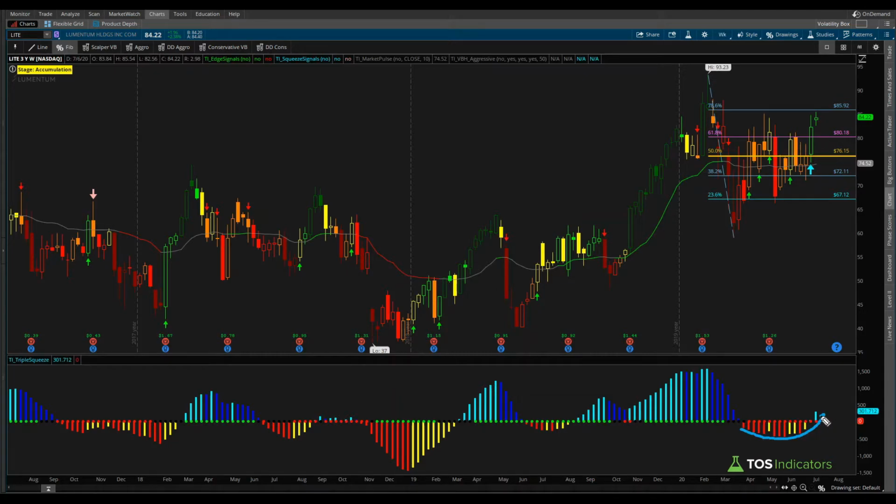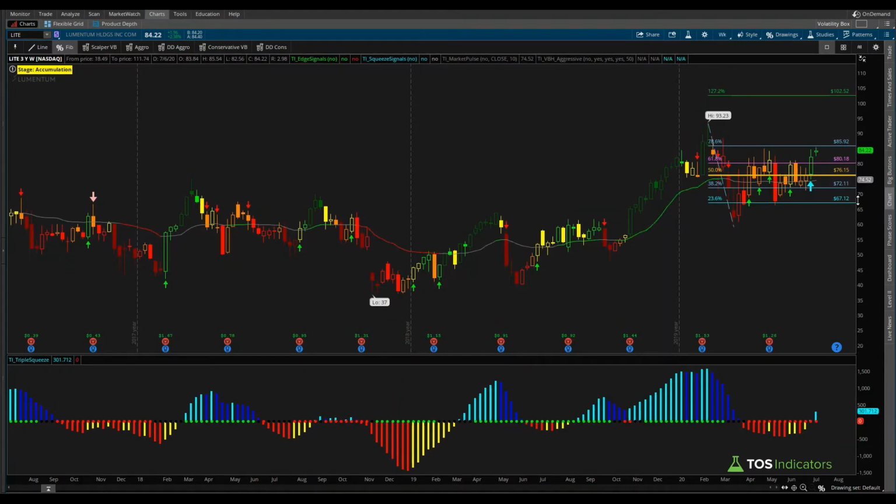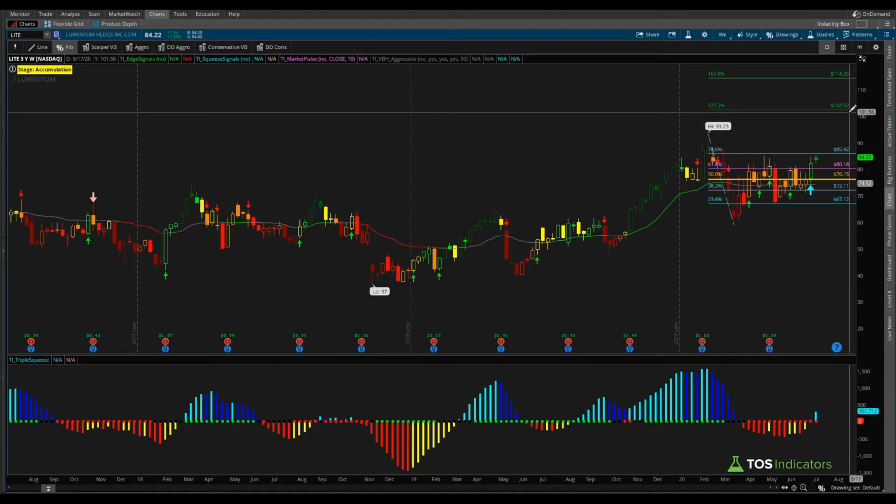We went from negative to positive, which also then overlapped with our squeeze signal here. We'd be looking for this to really thrust up higher, have LITE reach not only new all-time highs, but break past that to the 1272 extension at 102.52.